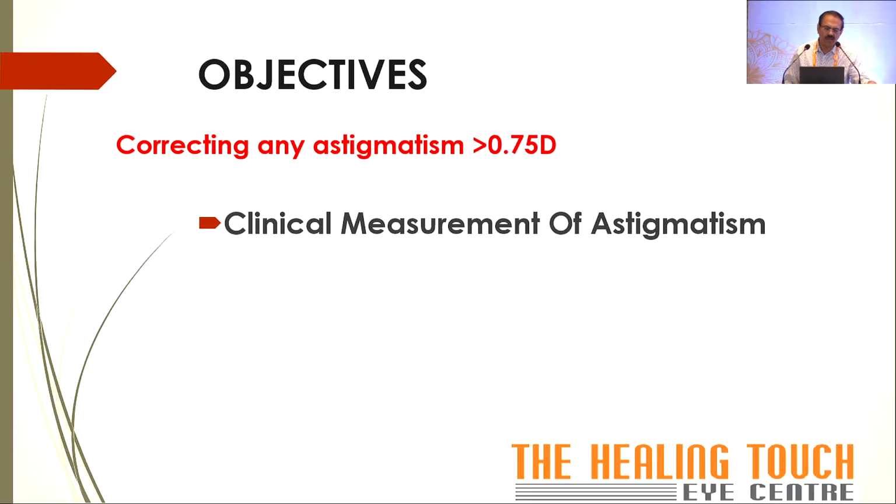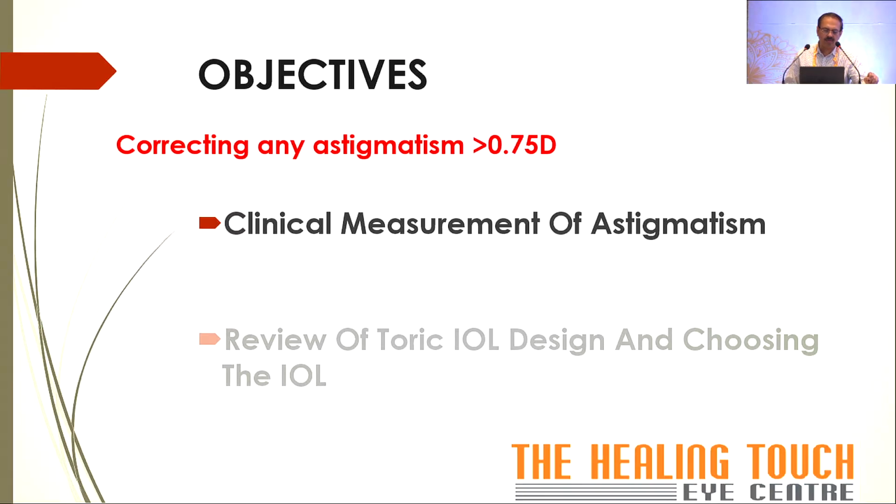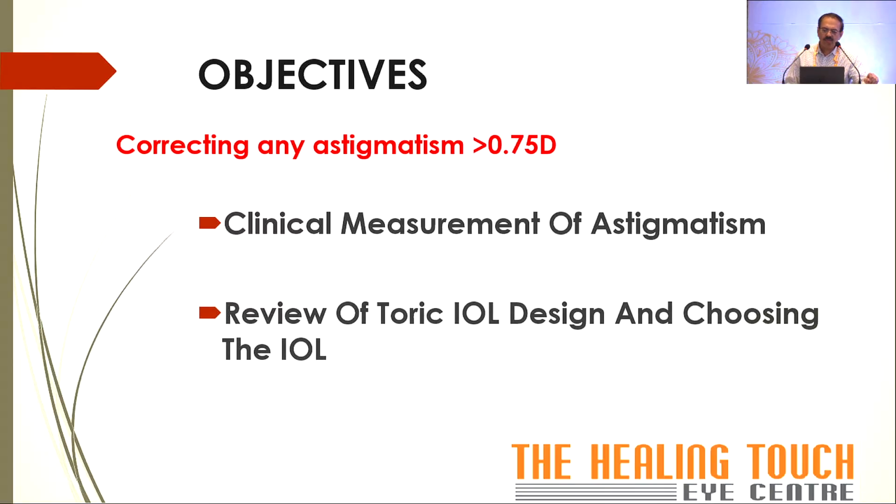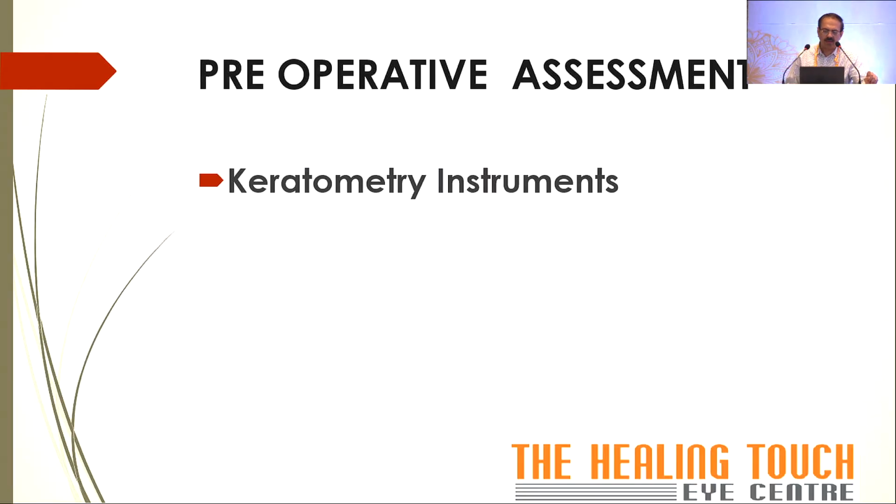Now, the most important key for successful surgery and treating the astigmatism is recognizing the correct astigmatism and the right clinical measurement of the same. Then review the design and choose the right IOL which fits best for your patient, and you can always reshape the cornea once you are still left with any residual astigmatism.